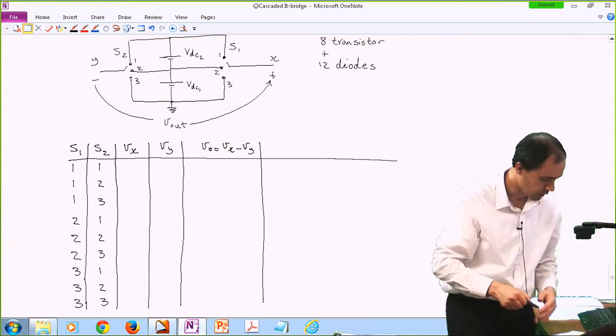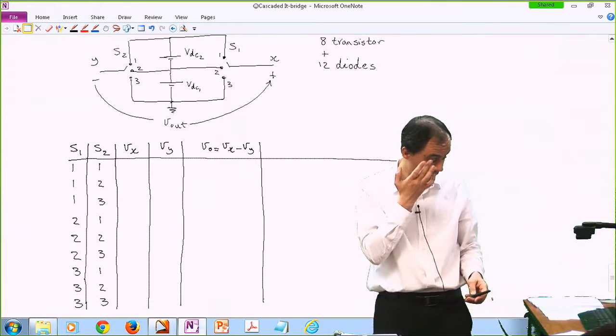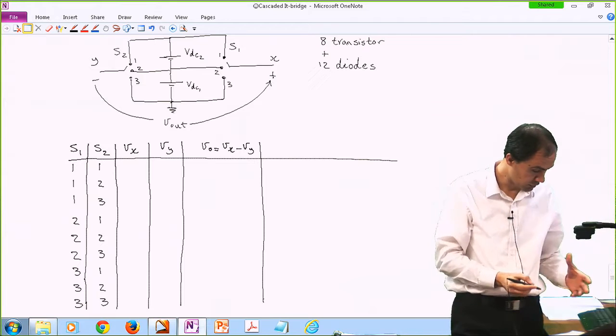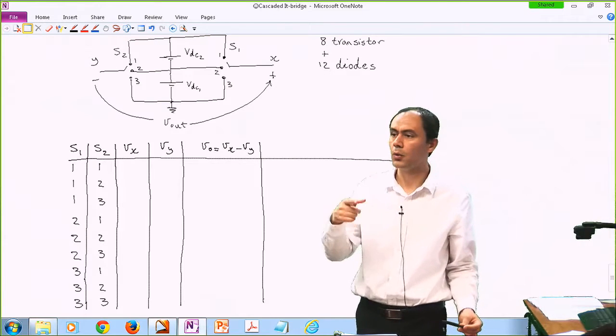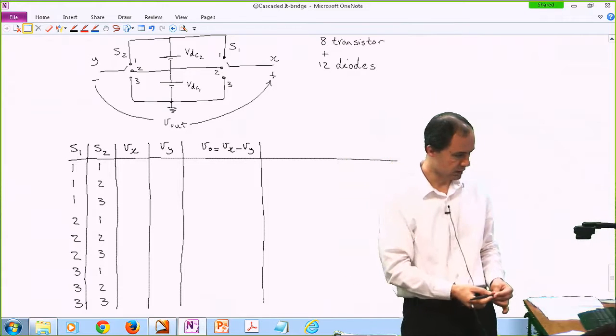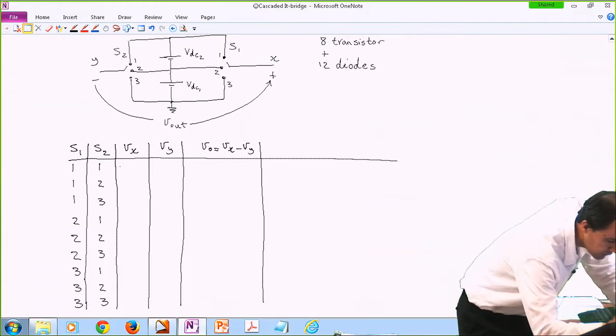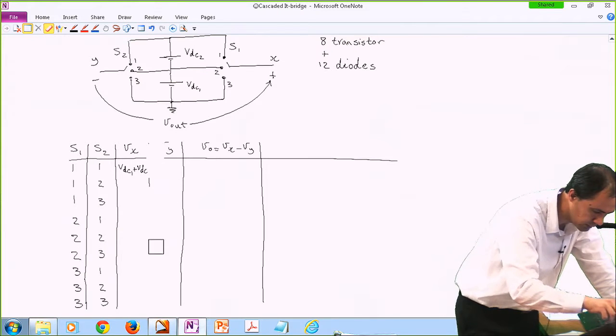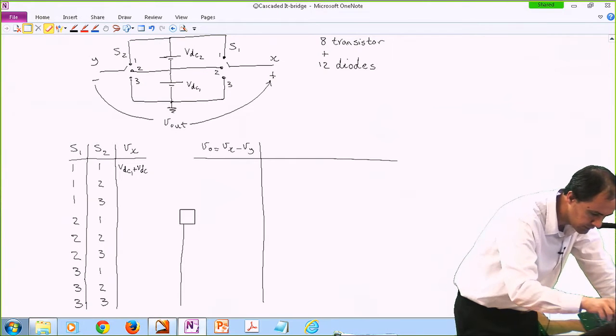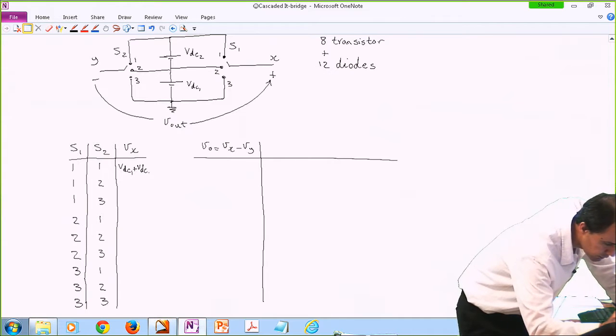Okay, so if S1 is in position number 1 and S2 is in position number 2, X and Y are both shorted to the top of the top DC source. So here I have VDC1 plus VDC2. Okay, I'm going to run out of space. I'm going to erase this and plot them a little bit further from each other. VDC1 plus VDC2.